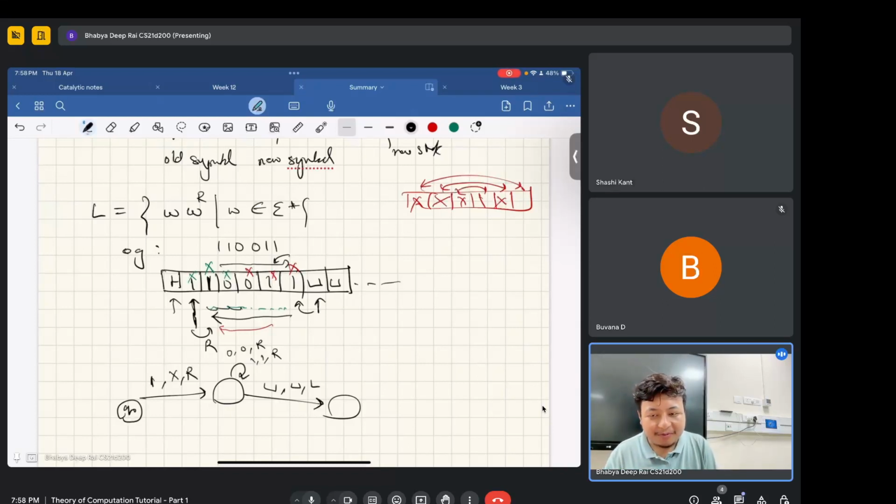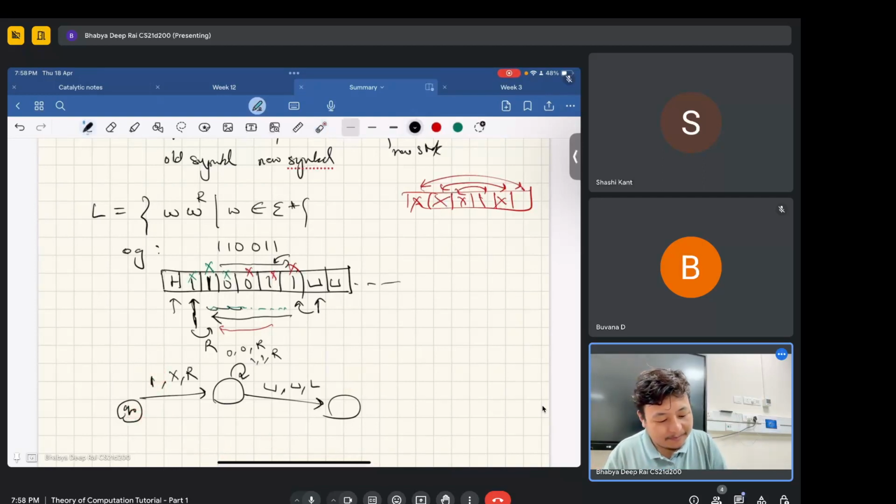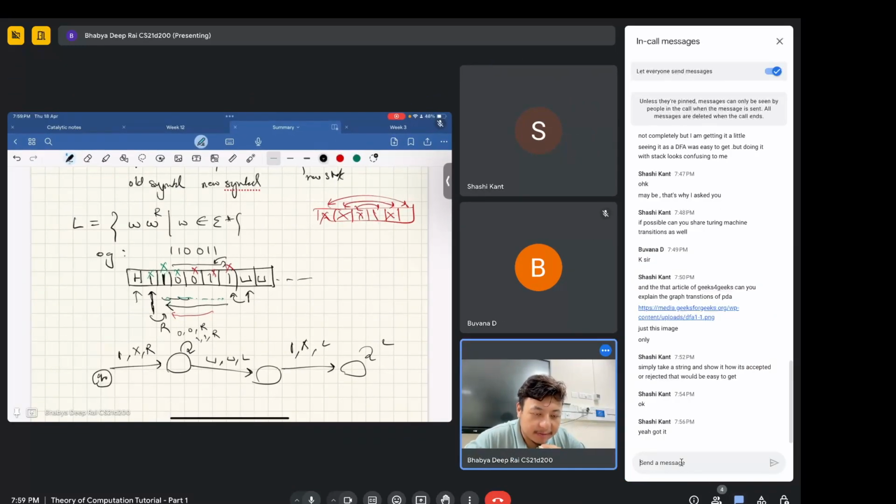Since I need to see a 1 now, because I want to mark off all the 1s: if I see a 1, I'll mark it off. If I see a 0, I'll keep it as a 0. And if I see a 1 now, I'll go to a different state and mark that 1 as another x, then move left, and again keep moving left, and so on and so forth. This is how the transition diagram will look like. Okay, Sashi, is that fine?